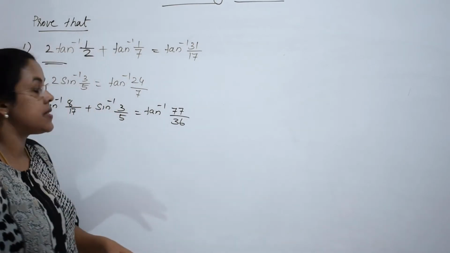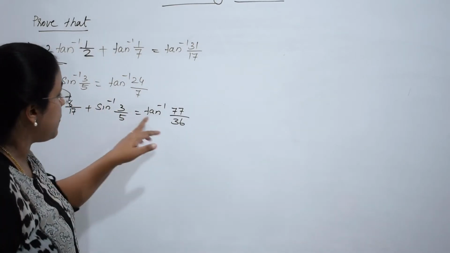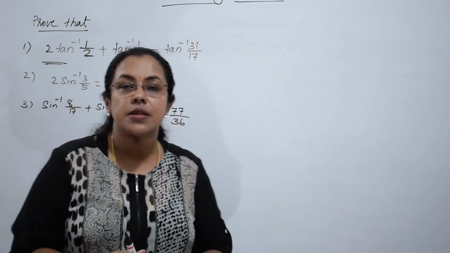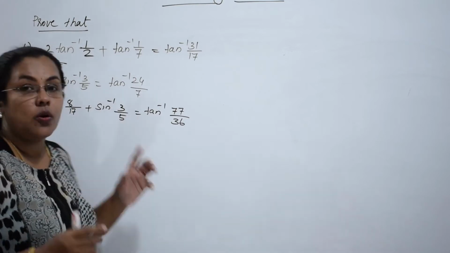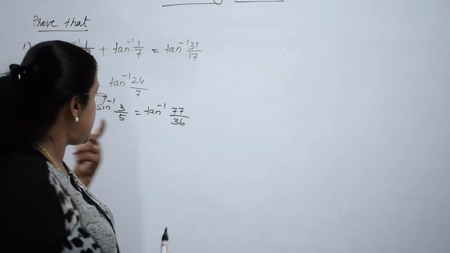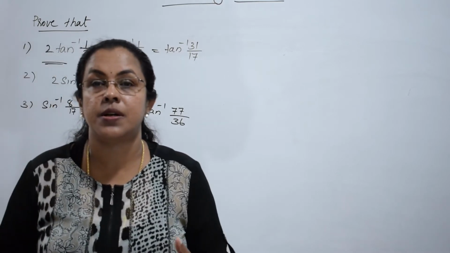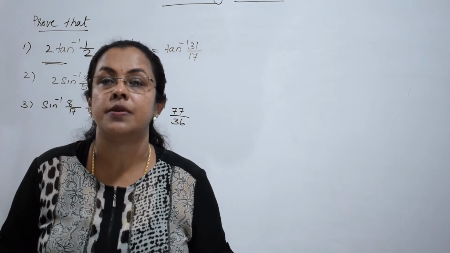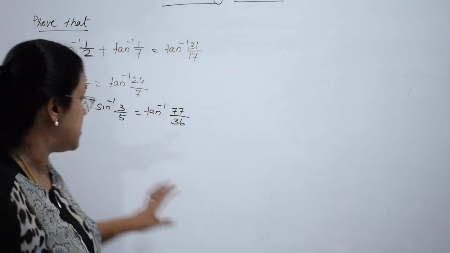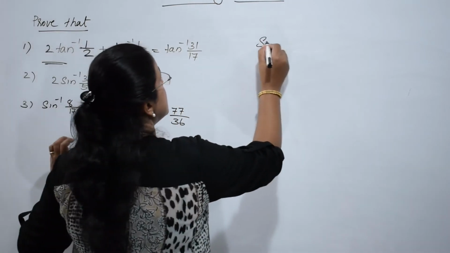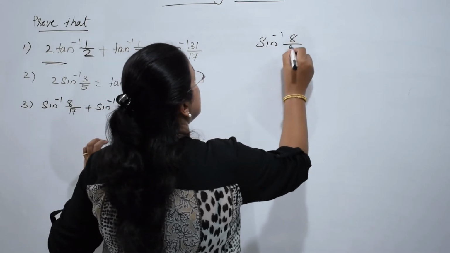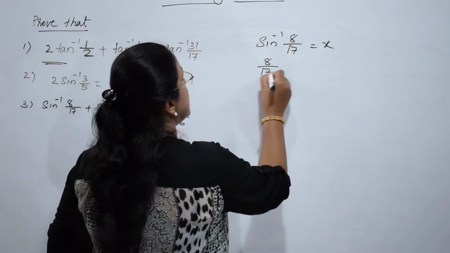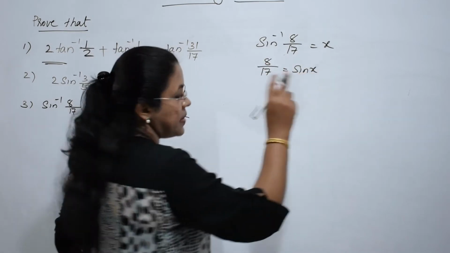Sine inverse 8 by 17 plus sine inverse 3 by 5 is equal to tan inverse 77 by 36. Again, same problem. We don't know any direct formula related to sine inverse x plus sine inverse y. So we will convert sine inverse in terms of tan inverse. Then we know how to solve this. First, take sine inverse 8 by 17 as x. Then 8 by 17 is equal to sine x.